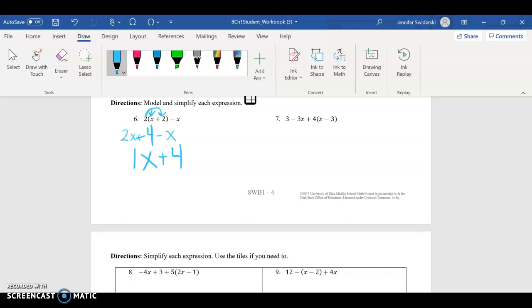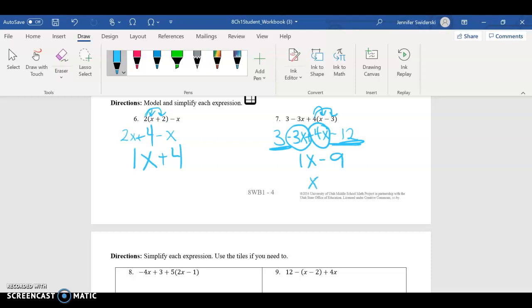Over here, let's look for like terms. Well, PEMDAS, do I have parentheses in here? Yes, gotta distribute first. 4 times x is 4x. 4 times -3 is -12. I need to bring everything else down. Combine those like terms. 4x, -3x. When I combine those, I'm going to get 1x. I still have a 3 and a -12. When I combine those, I'm going to get -9.